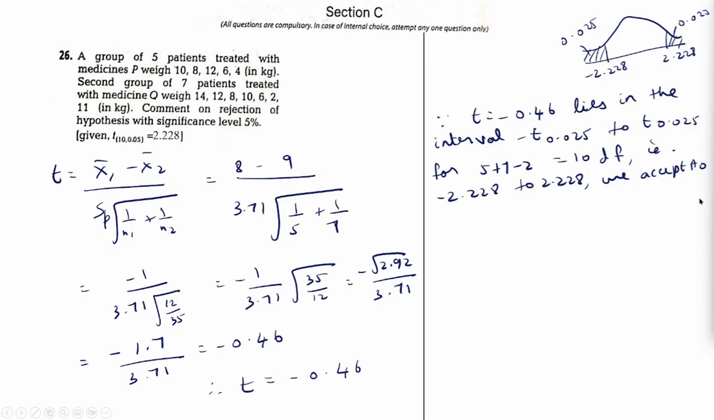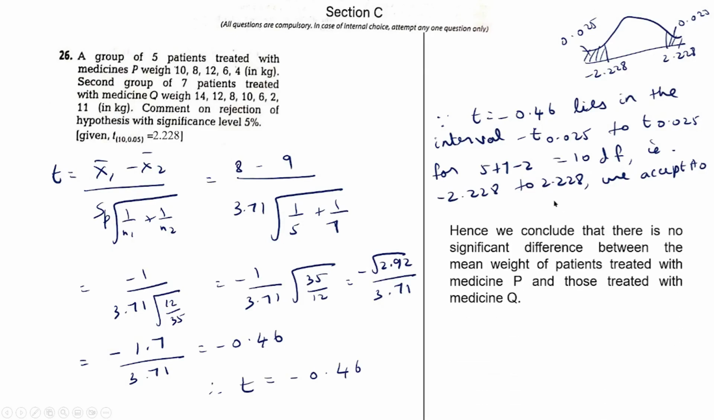So here we have the conclusion. Hence we conclude that there is no significant difference between the mean weight of patients treated with medicine P and those treated with medicine Q. So here this is a question for 3 marks. Writing the null and alternate hypothesis carries 1 mark, finding the value of T carries 1 mark, and then the result and conclusion carries 1 mark.